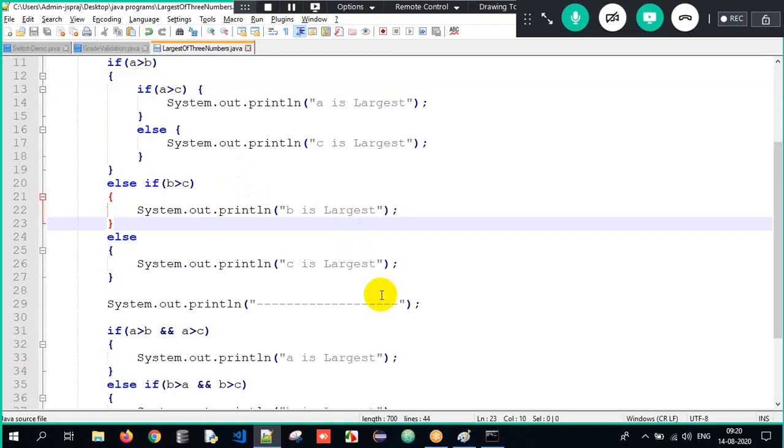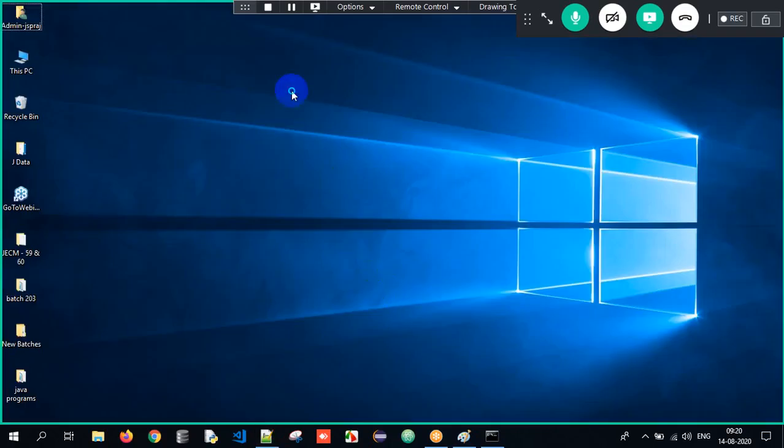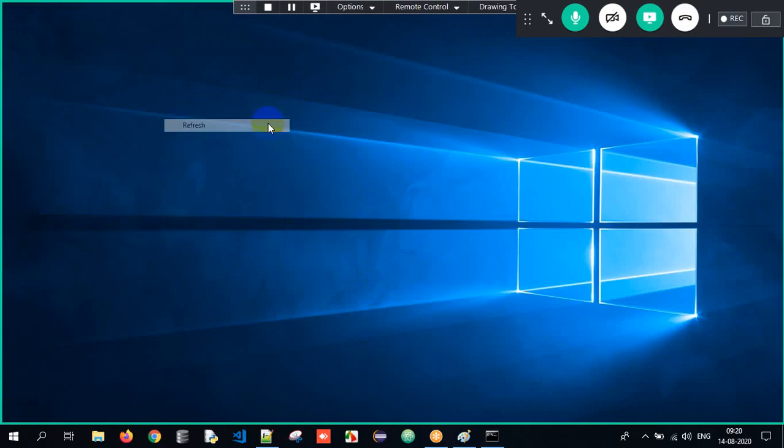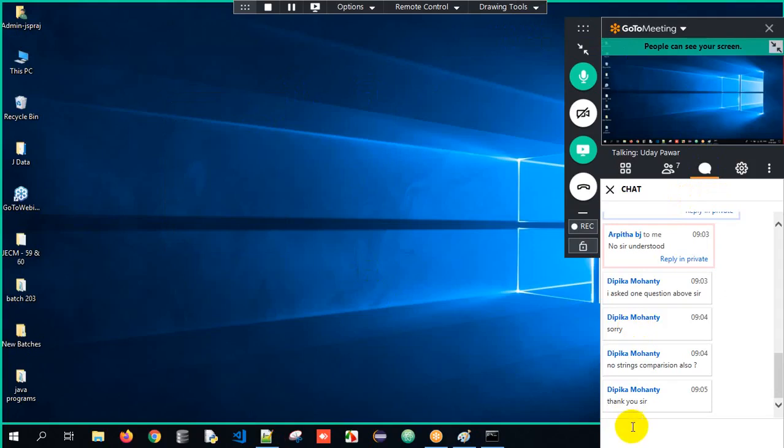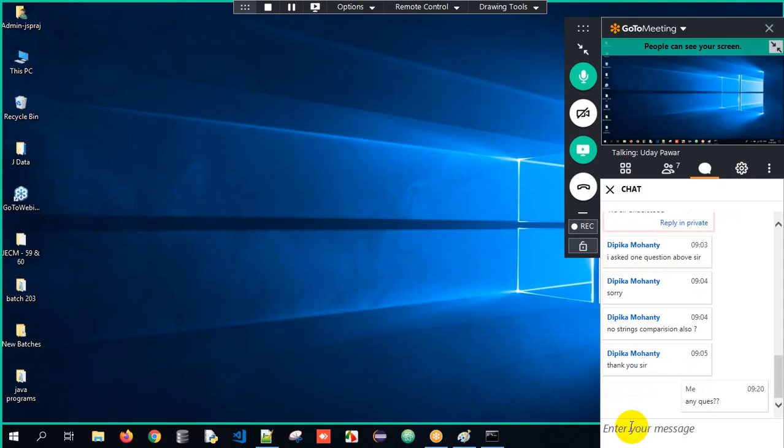Got the clarity, guys? So this is how you are supposed to logically analyze and derive a solution here. Similar kinds of programs will be taught to you in the programming session. I'm planning to start programming anytime soon. I'm not sure, but I'll update you all in the group when the programming classes will start. Now, does anyone have any questions as of now, guys?